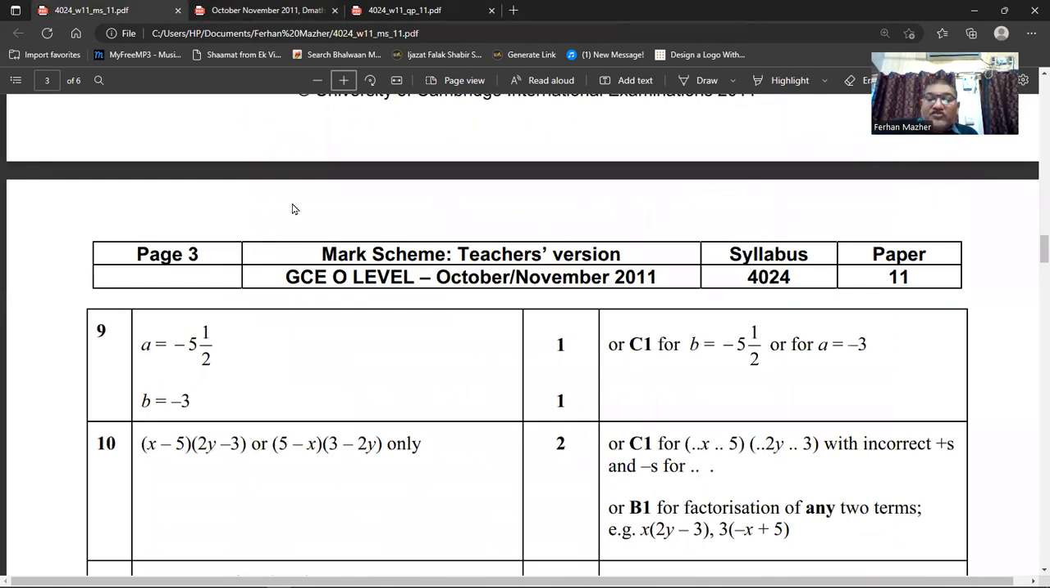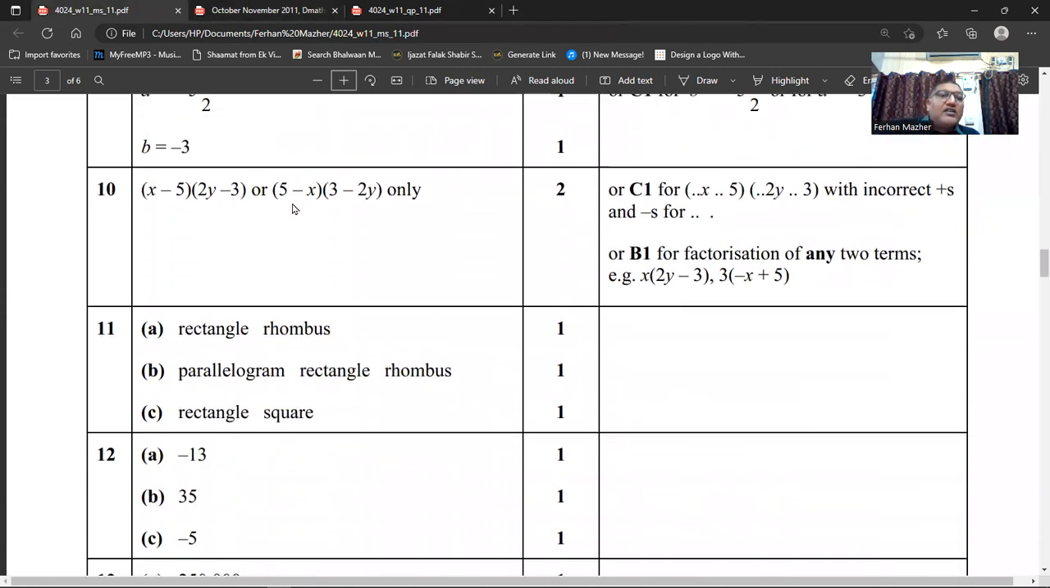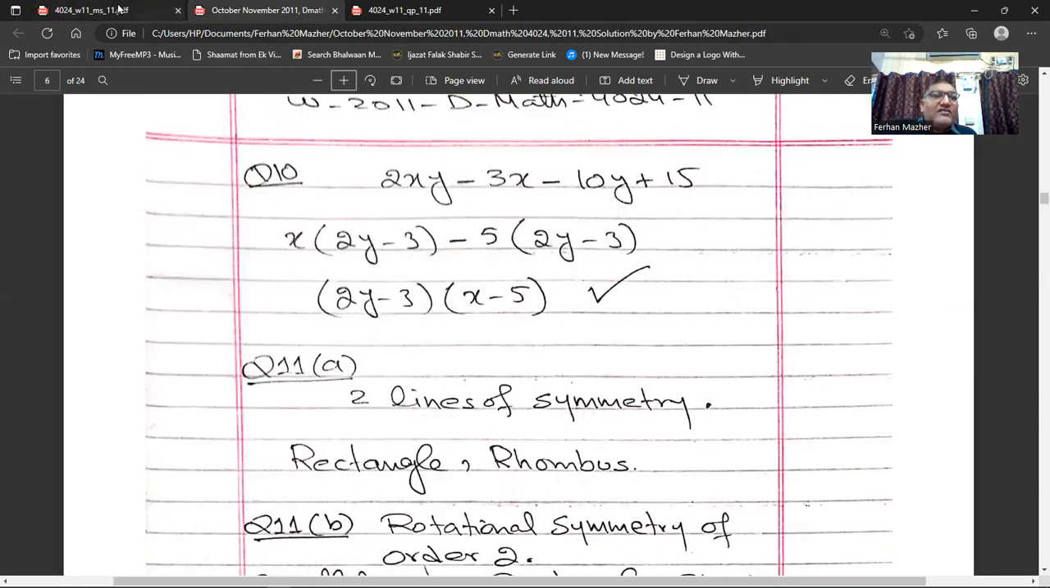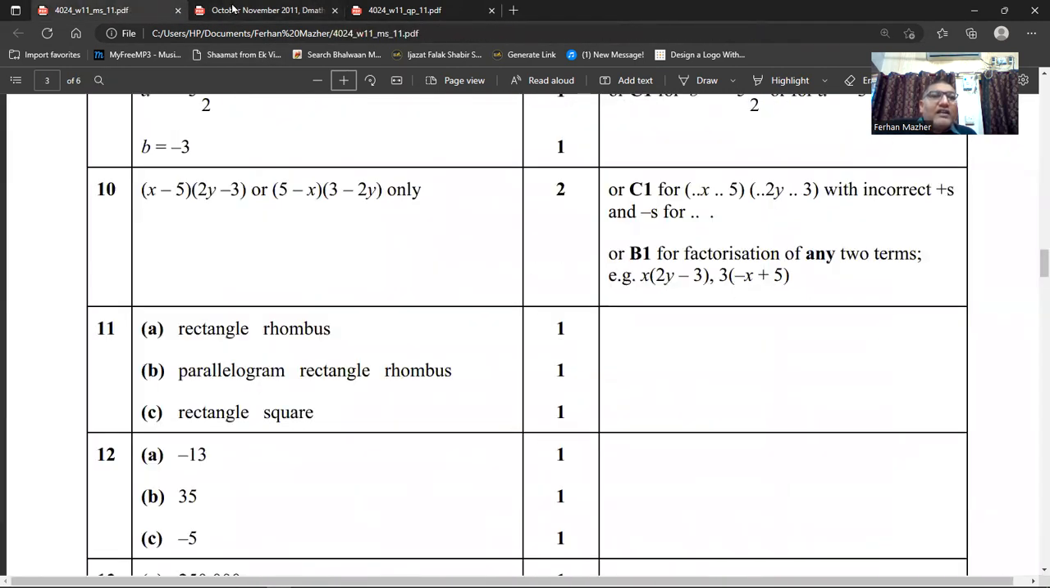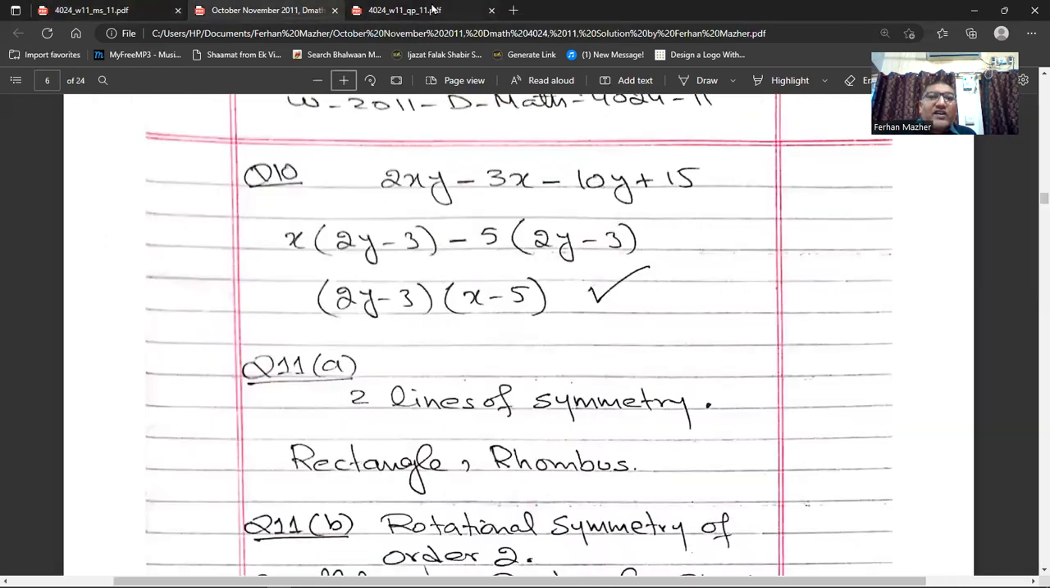So let me check the answer. Our answer is 2y minus 3 into x minus 5. Yes, this is the answer. So our answer is right, sir.